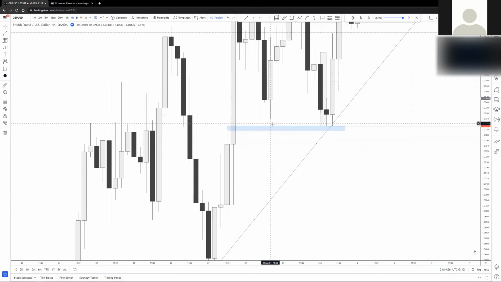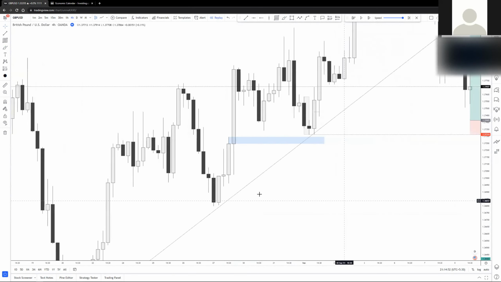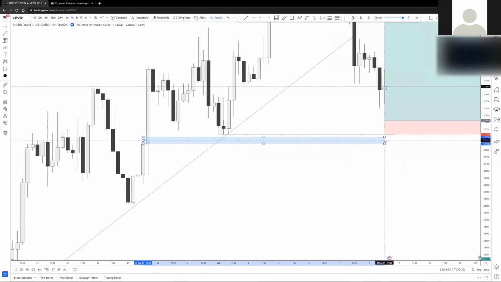So personally, this is how I would refine it, into this wick. My entry would be right here, and my stop loss would be at the closing of the candle that has the imbalance, like this. Now this is how I would personally refine it. I did not take it from anyone else. This is how I would personally do it.